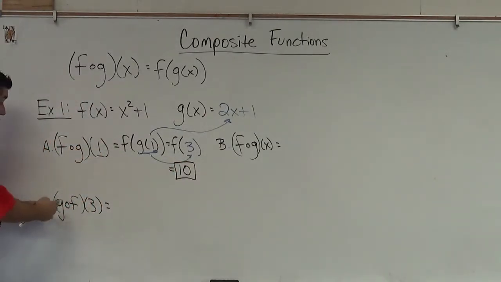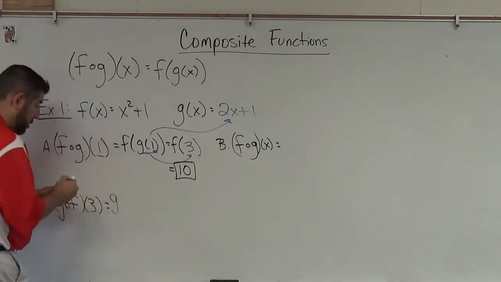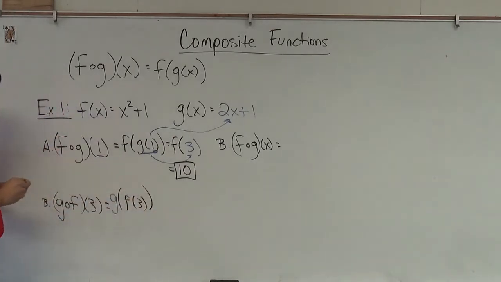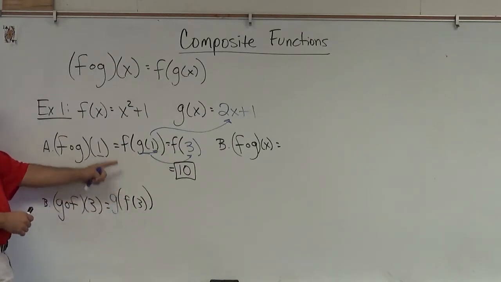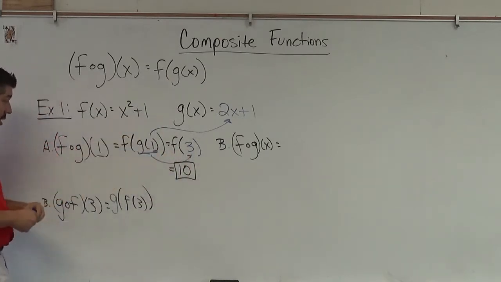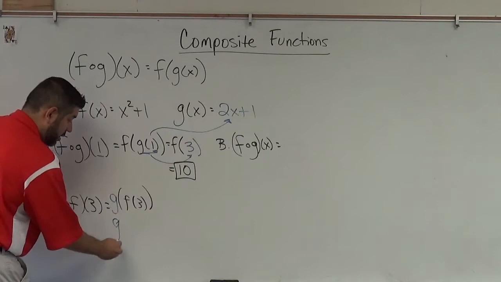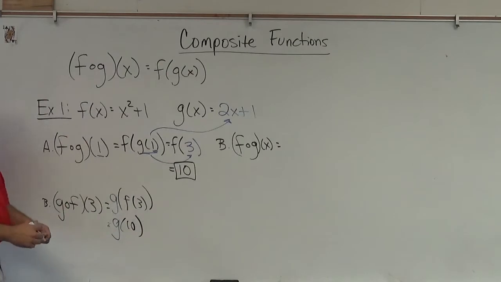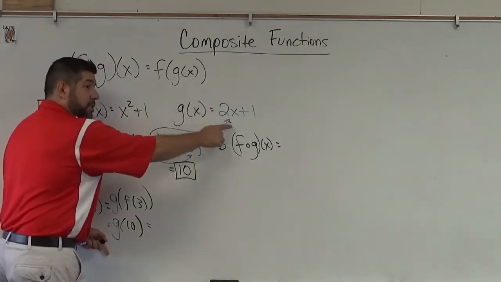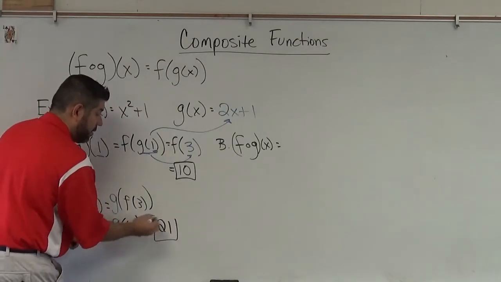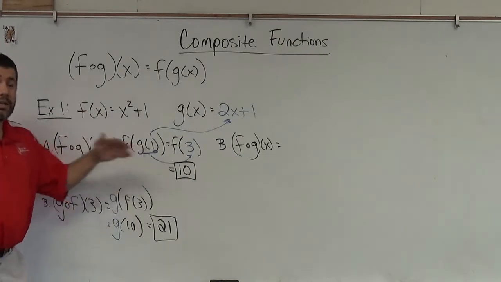So let's do the other thing. Let's do g of f of 3. Alright, so we have g of f of 3, like this. We're going to take 3 and plug it into our f function. So we're going to have 10. We just figured that out here, right? f of 3 is 10. So we're going to have g of 10 because 10 was our f of 3. And then we're going to plug 10 into our g function, and we're going to get 2 times 10 plus 1 is 21. All right? So that's f of g, and then that's g of f.